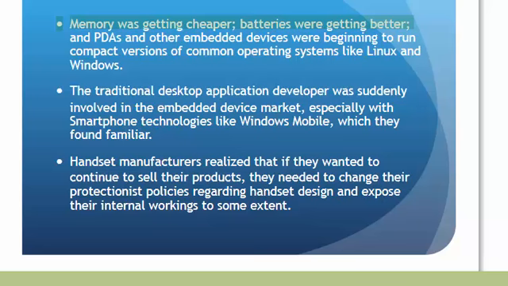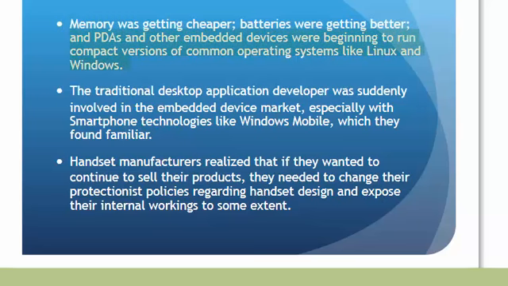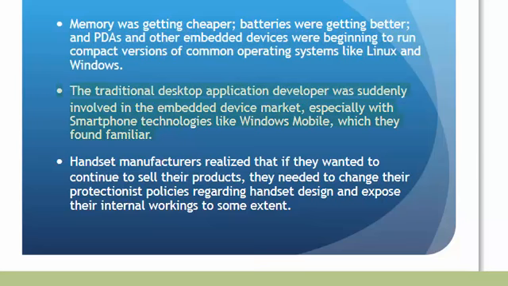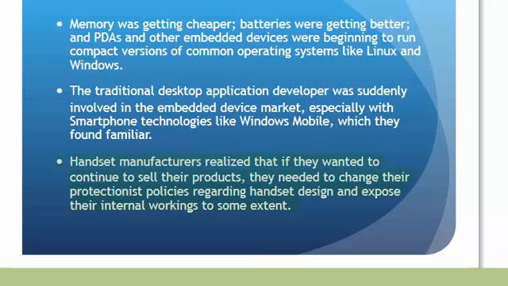Memory was cheaper, batteries were getting better, and PDAs and other embedded devices were beginning to run compact versions of common operating systems like Linux and Windows. The traditional desktop application developer was suddenly involved in the embedded device market, especially with smartphone technologies like Windows Mobile, which they found familiar. Handset manufacturers realized that if they wanted to continue to sell their products, they needed to change their protectionist policies regarding handset design and expose their internal workings to some extent.